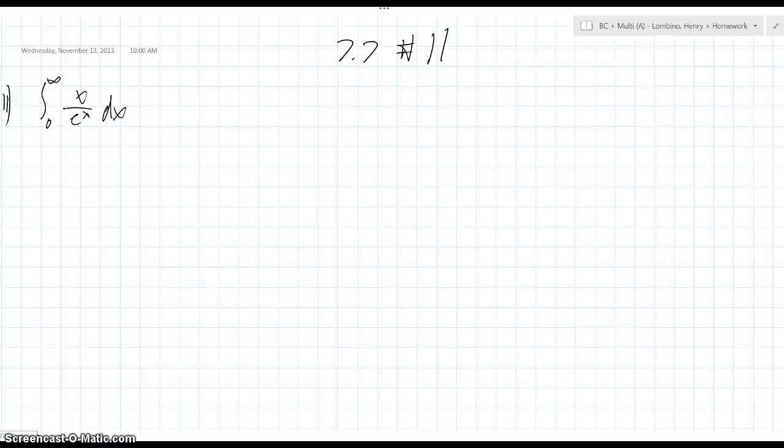Hello again, Williston Scholars. Today we will be looking at another problem. This is from section 7.7, improper integrals, and this is problem number 11.